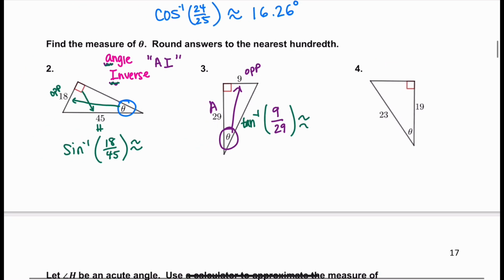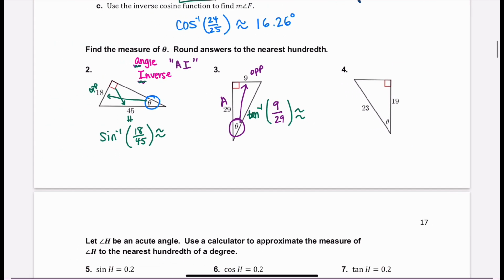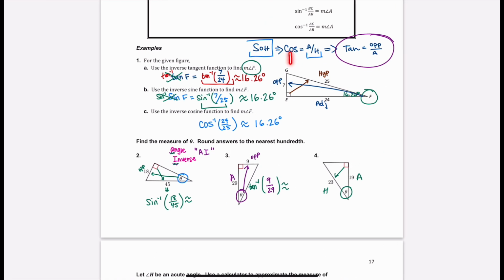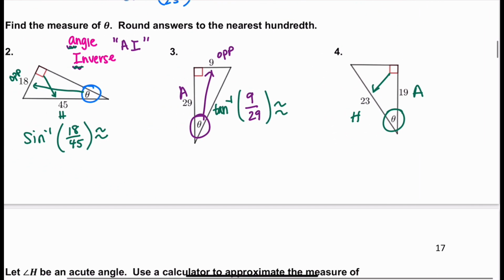Okay, and then on number 4, we're going to have our angle, label the sides, hypotenuse. Opposite is straight across from the angle. There's no numbers there, so I'm going to use my adjacent and hypotenuse, which is our cosine function. And so inverse cosine, if you want the angle, you're going to use the inverse. Inverse cosine of 19 over 23. Now let's go ahead and put those all into our calculator, and we will get those numbers.